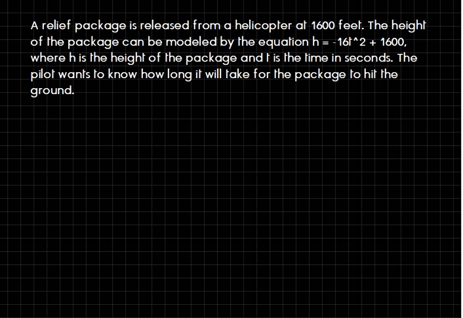Alright, so how do you think we could solve how long it would take the package to hit the ground? 1,600 feet is our starting height. If we use the equation, we can plug in a time, like say 5 seconds. If we plug in t equals 5, we'll find out how high the package is after 5 seconds. If we plug in 0, it'll be at 1,600 feet. So after 0 seconds, we're at our starting point.